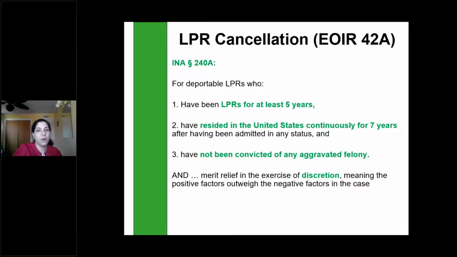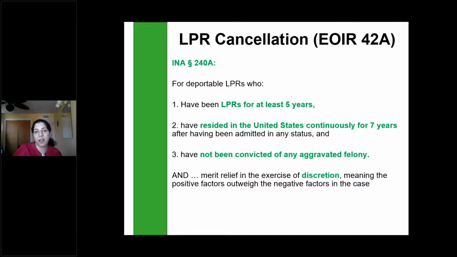Okay, so I'm going to talk about LPR cancellation in more detail now, and then once I'm through with this, Lupe is going to talk about non-LPR cancellation and VAWA cancellation. So LPR cancellation, again, is a discretionary waiver for lawful permanent residents who become deportable, most frequently due to criminal convictions, though sometimes it can be another ground.